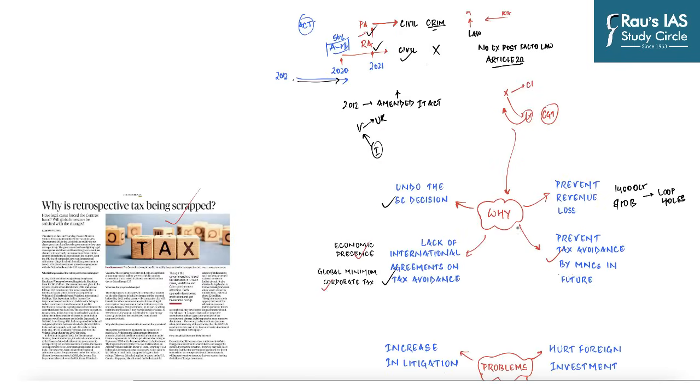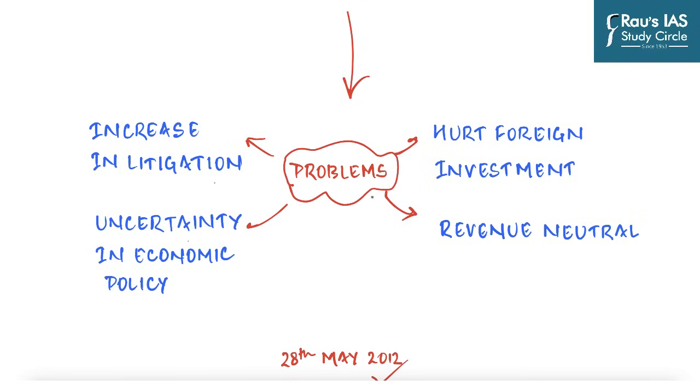So when the government did what it did, why is government now going back? Why is the government withdrawing the retrospective amendment? There must be something very, very wrong with this. Of course, there are a lot of things which are wrong about, or which were wrong about these retrospective amendments. First, it hurt foreign investment to a great extent.